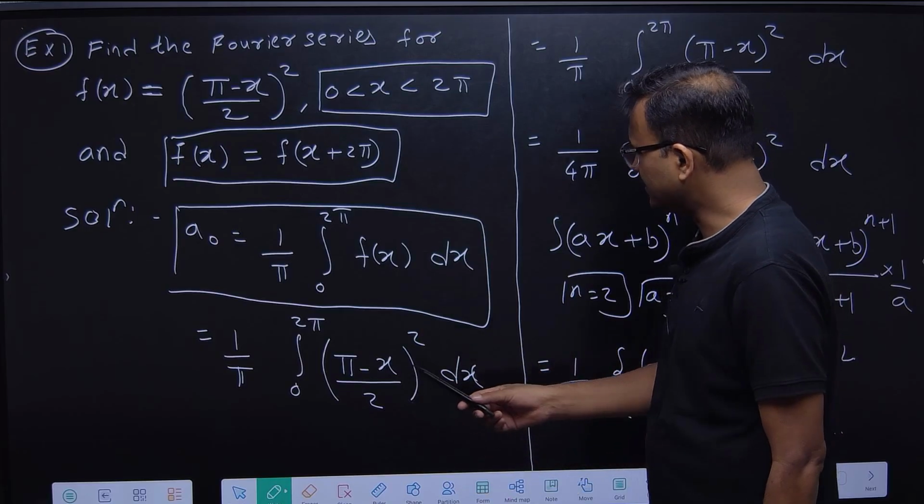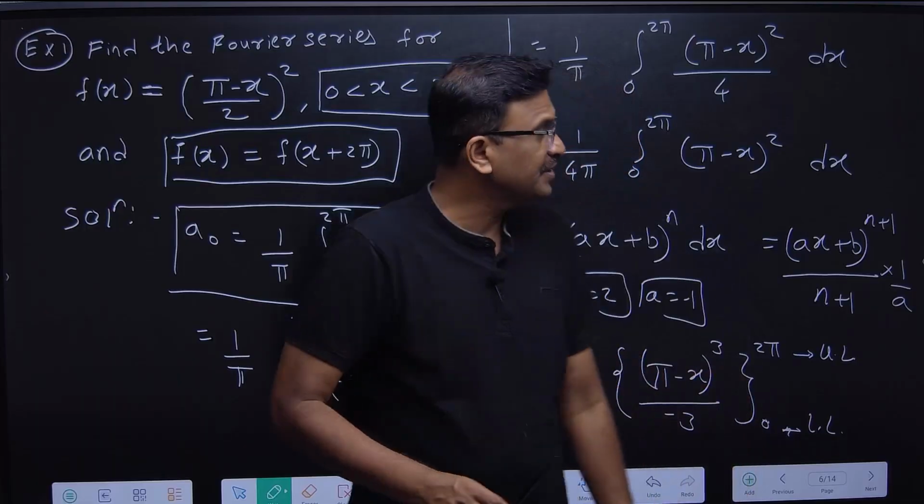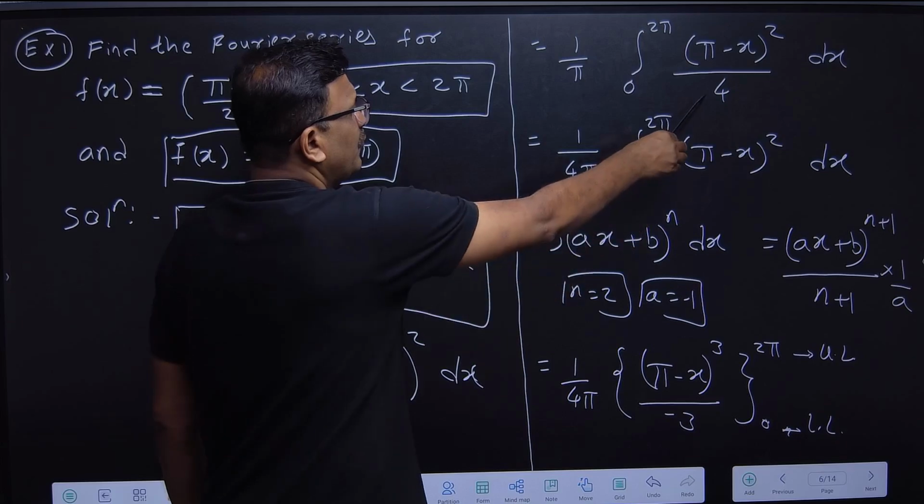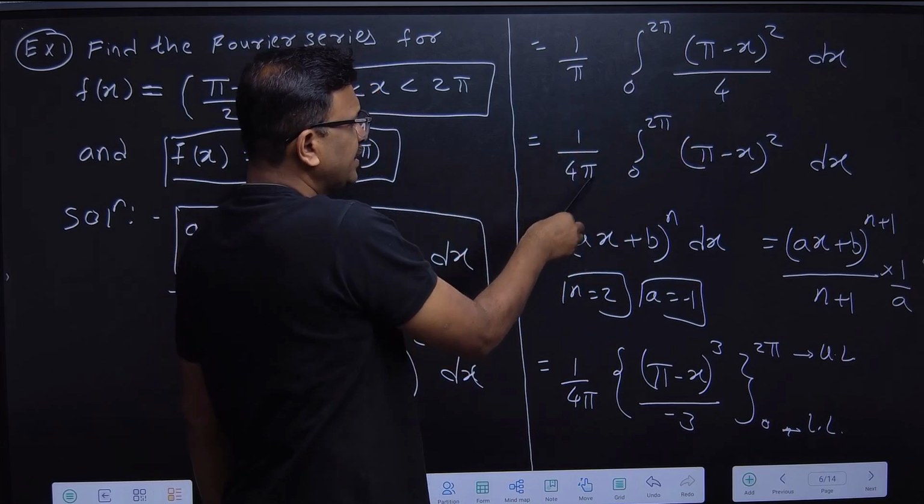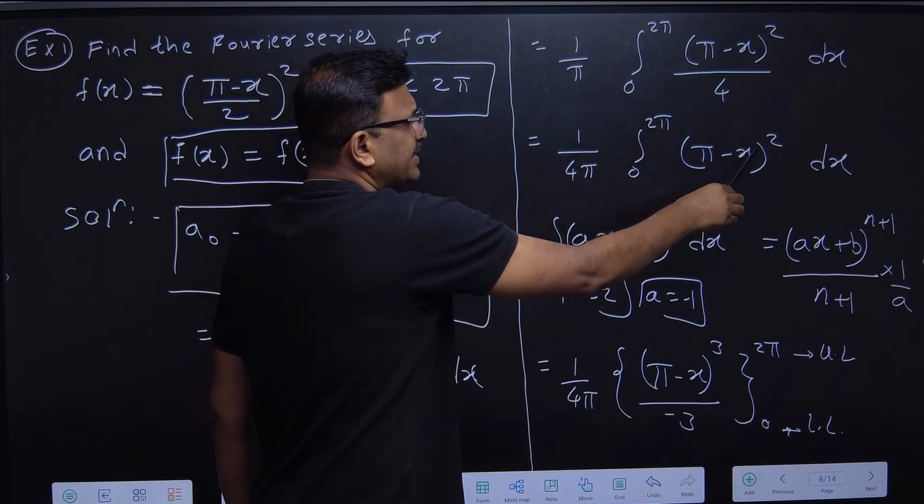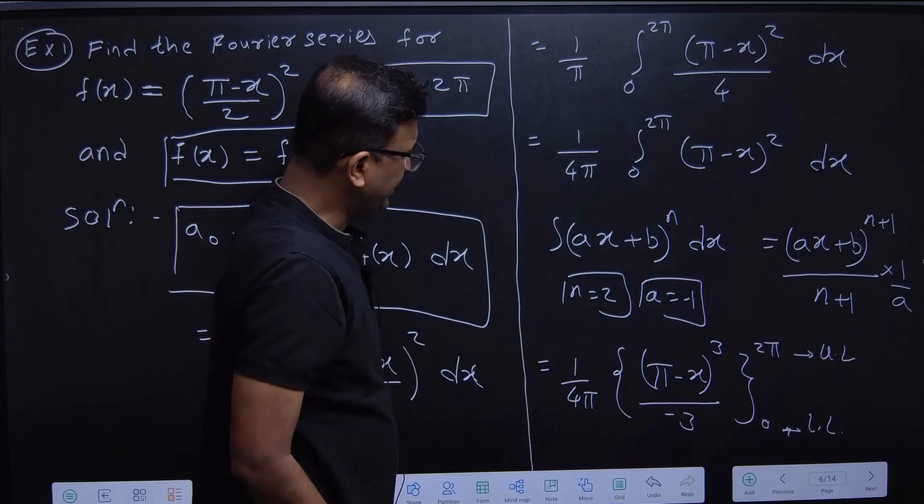Now we can simplify this. So we can write this as square of pi minus x divided by square of 2. Square of 2 will be 4. This 4 we can take it outside. It will be 4 pi. And we have to now integrate pi minus x the whole square with respect to x.